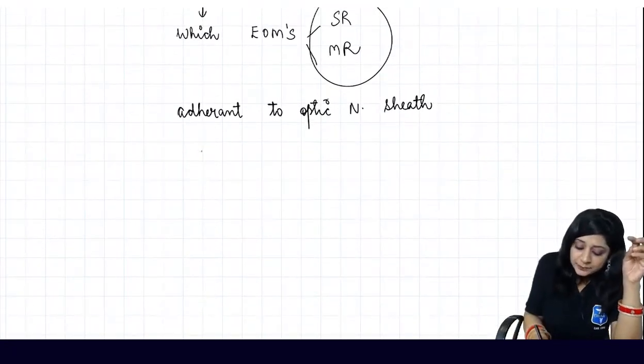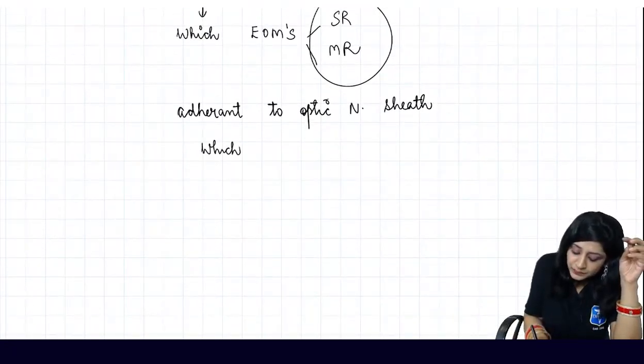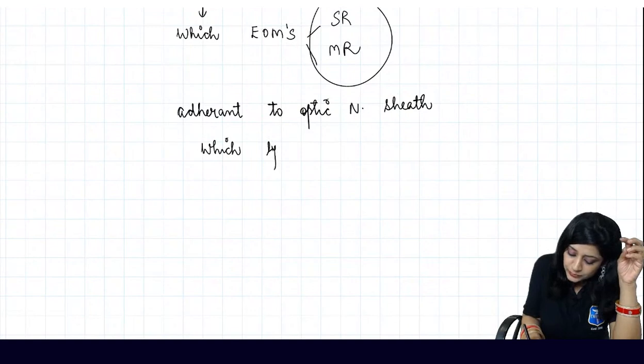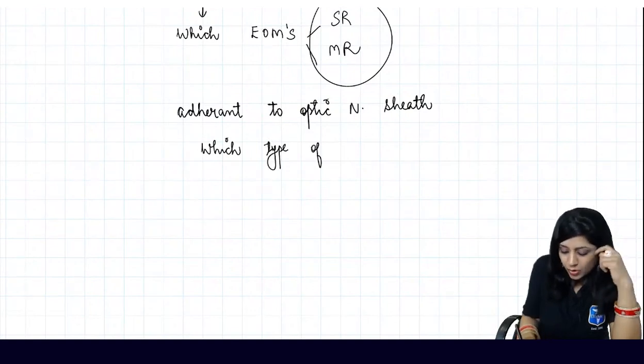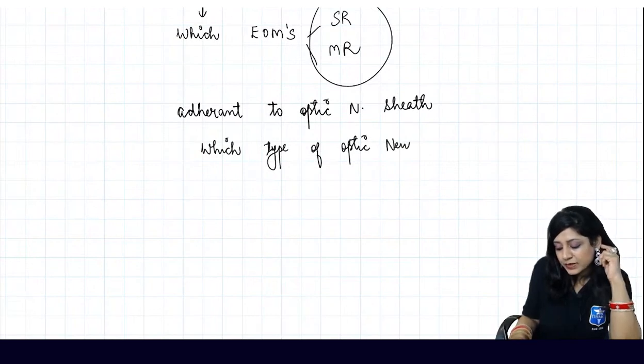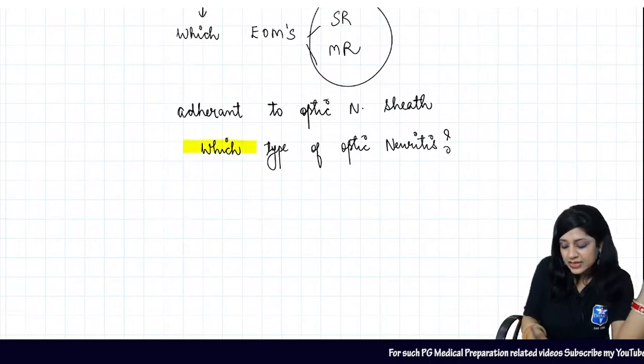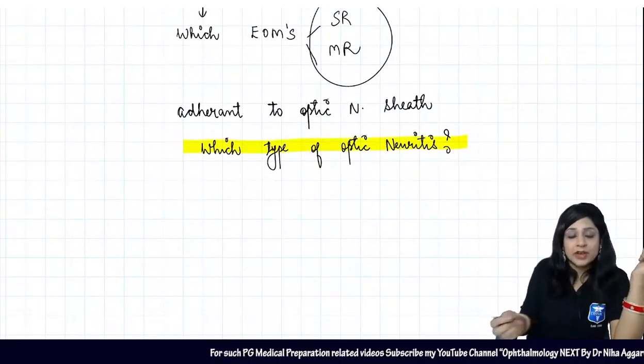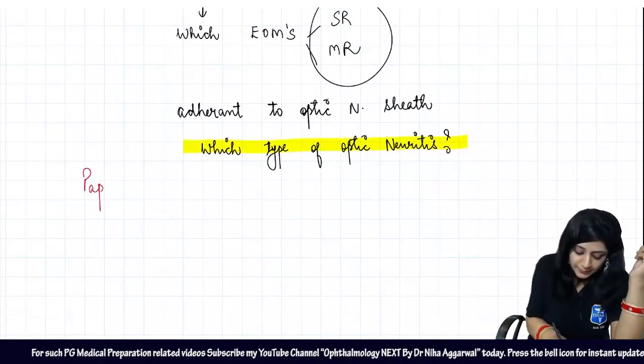Another question: which type of optic neuritis? Which kind of optic neuritis is this? Who will tell this? Like, we have got three kinds of optic neuritis. You all know we have papillitis.